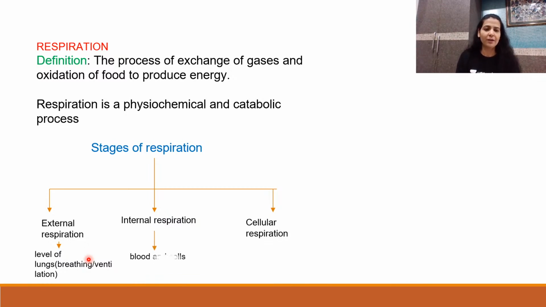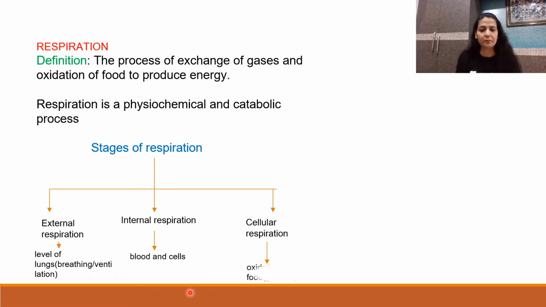Okay, now internal respiration. How is it different from that? Internal respiration is the exchange of gases that takes place between blood and cells. So here from the lungs, the oxygen has entered into the blood. From the blood, it has to enter into the cells. So when oxygen finally enters into its destination, that is cells, this is known as internal respiration. The exchange that takes place between blood and cells is known as internal respiration.